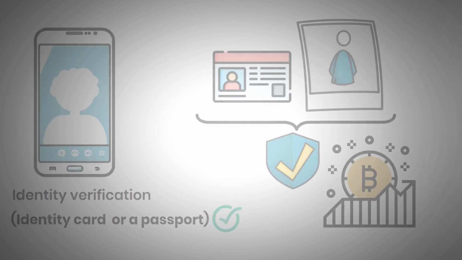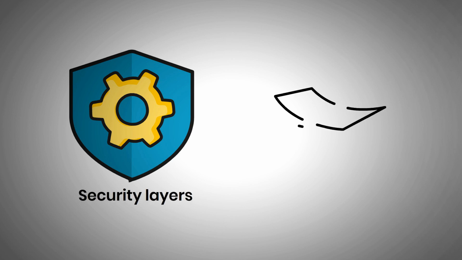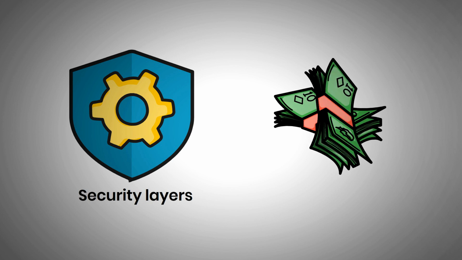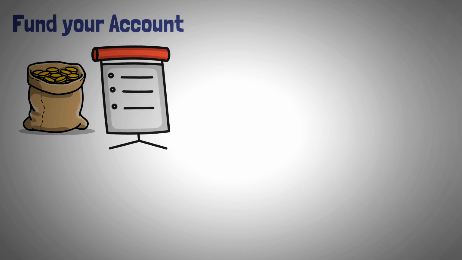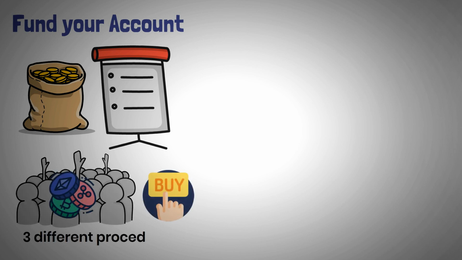After setting up appropriate security layers to protect the account, the next step requires the user to fund their account through appropriate means. Fund your accounts. When the time comes to fund your Binance account, there are 3 different directions that the user can take, depending on the conditions that prevail across the market. Binance allows users to buy cryptocurrency through 3 different procedures.